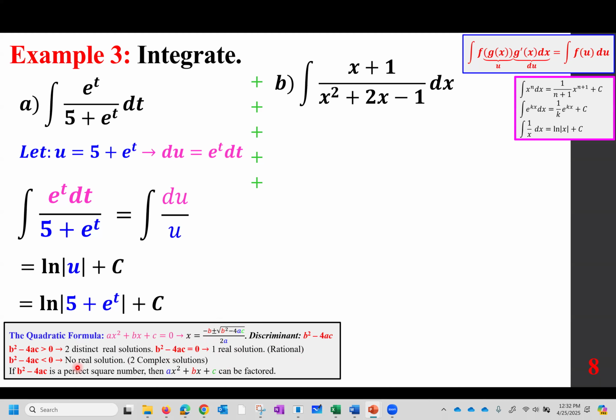If b squared minus 4ac is a perfect square, then this expression ax squared plus bx plus c can be factored. So you have to realize, if I were to write the information for this, I'm going to write it here and I'm going to erase it. A is 1, B is 2, C is negative 1. So B squared minus 4AC.